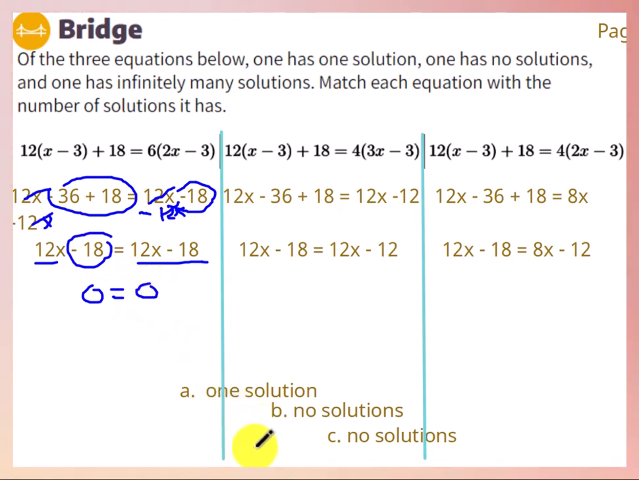So I would say that that has infinitely many solutions. The solutions are infinite. That equation is going to give you an infinite number of solutions.